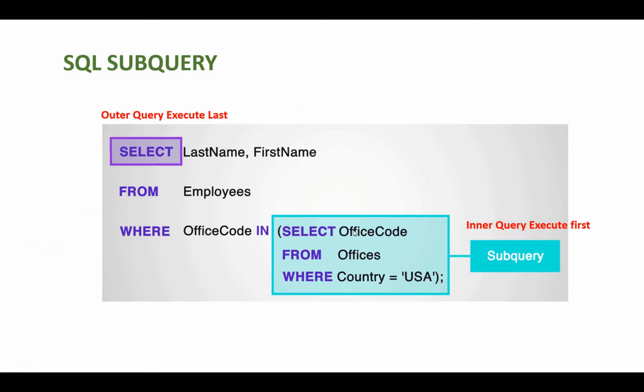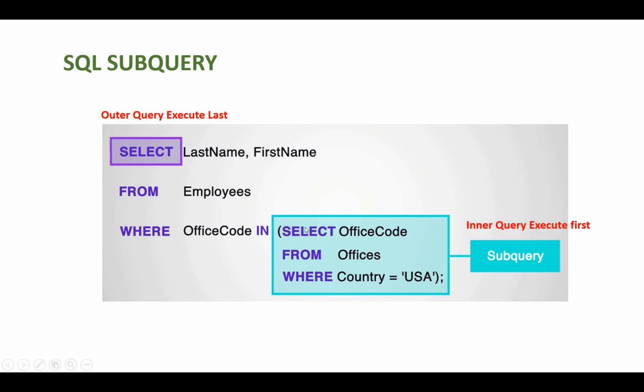Okay, here I have prepared one example. So this, which is written in black, is called an outer query, and this, which is written in a parenthesis, you can see here, is called an inner query. So now the question is, which query is executed first, and how is the subquery executed? What is the flow? Okay.